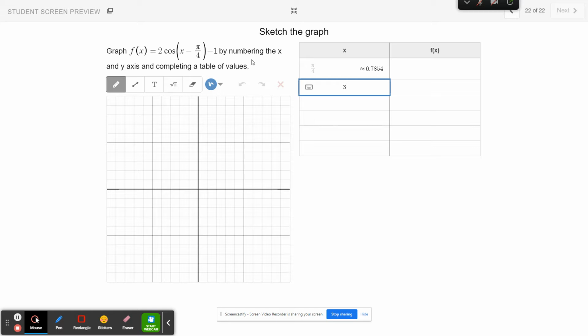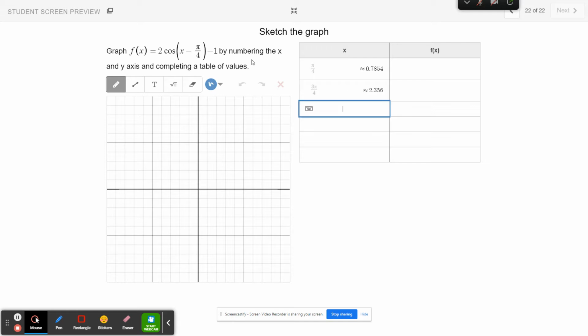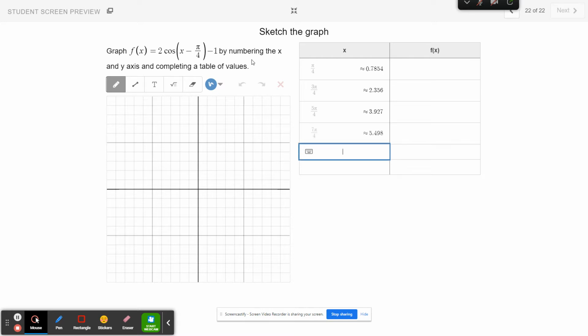So then I want 3 pi fourths. I want 5 pi fourths. I want 7 pi fourths. And I want 9 pi fourths. And so when I go to graph, I want to make sure those numbers are there, because these are the ones that are going to give me my whole numbers here.